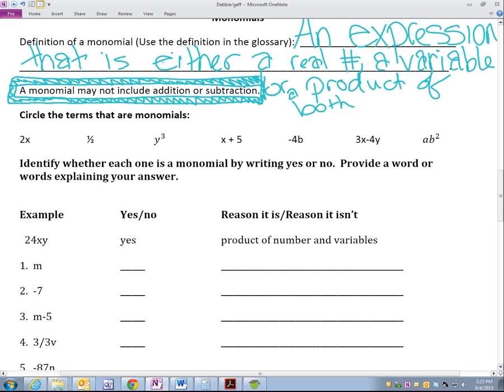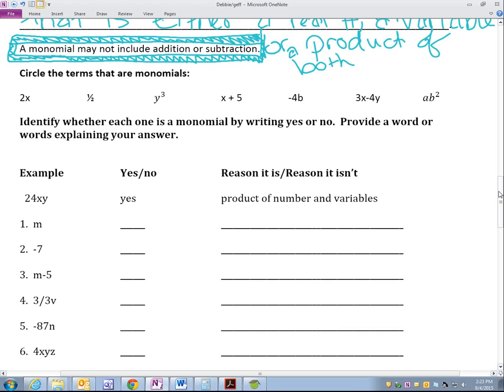Circle the terms that are monomials. Remember, they are variables, which have letters, products of variables and real numbers, or just real numbers. The main thing is monomials do not like addition and subtraction. They're like, get out of here! So let's go through some of these. 2x is a variable multiplied by a real number. Is that a monomial? Yes. 1/2? Yes, because there's no addition or subtraction. It's just a real number. Then y to the third, y cubed, y times y times y. Yes, there's no addition or subtraction.